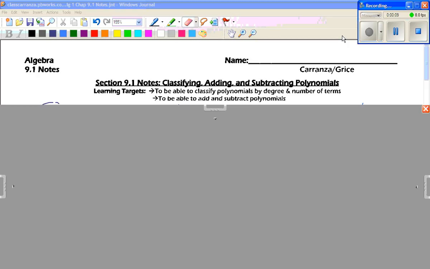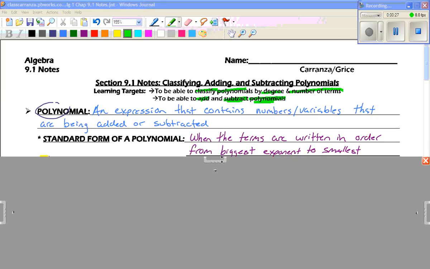We are starting a new section today, and we're talking about classifying, adding, and subtracting polynomials. Our learning target today is to be able to classify polynomials by degree and number of terms, and to be able to add and subtract polynomials. Hope you're ready to write down some definitions.